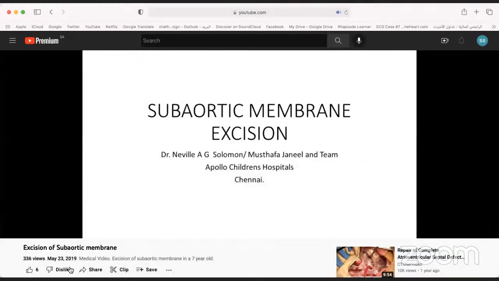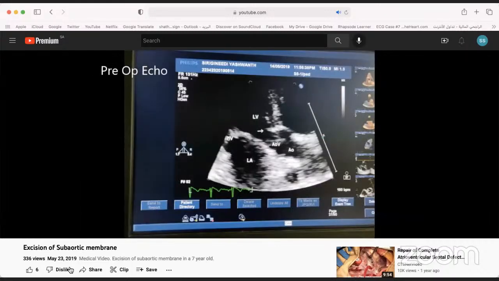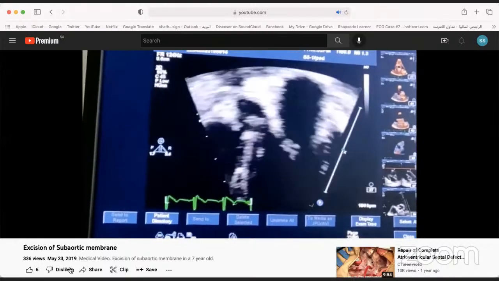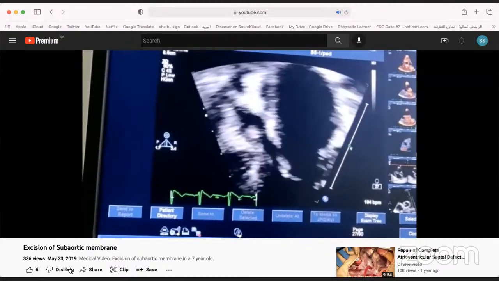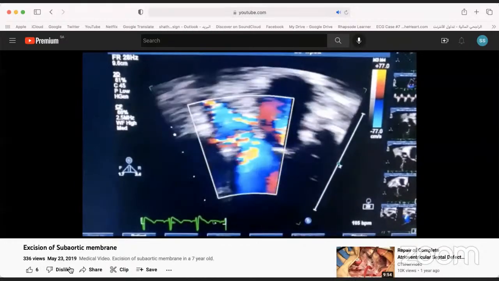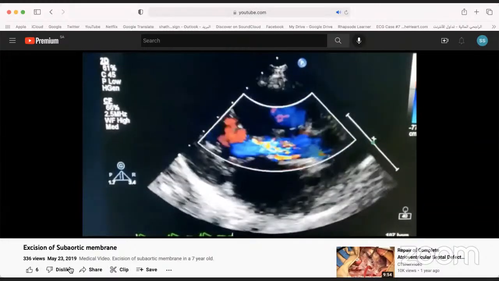Hi, I'm Dr. Mustafa Janil, one of the surgeons at Apollo Children's Hospital. Today we are presenting a 7-year-old male who presented with a congenital dysplastic aortic valve with severe AS and mild to moderate AR. You can see the echo showing a severe subvalvar crowding. The peak gradient was around 85 and the mean gradient around 50. You can see the color Doppler there. That's the gradient.